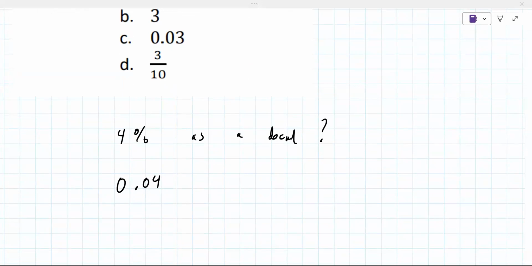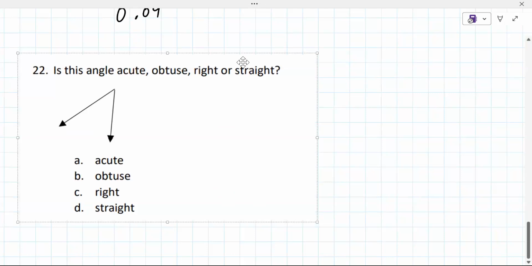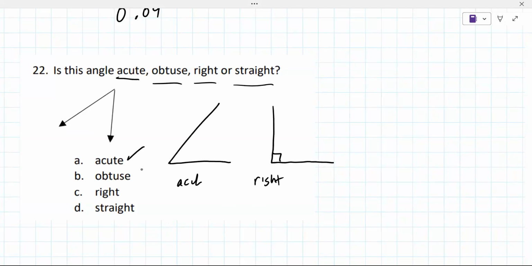Now, I'll get to that in a moment. Let's look at this problem. Is this angle acute, obtuse, right, or straight? If I'm correct, it would be acute, but sometimes they say it's obtuse. So the difference between acute and obtuse, we'll emphasize there. We'll start with a 90-degree angle. That's a right angle. If it's bent in, that's acute. If it's bent out, that's obtuse. And a straight angle is literally a line.